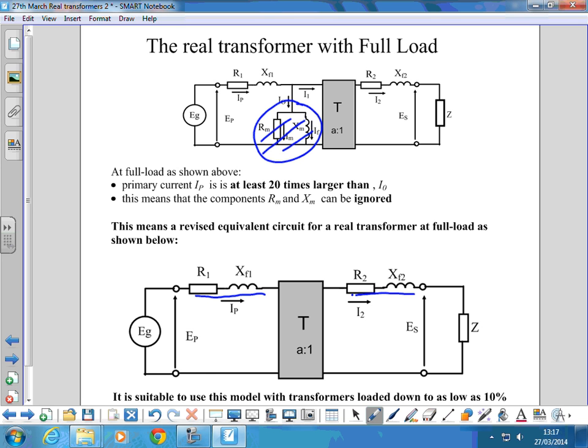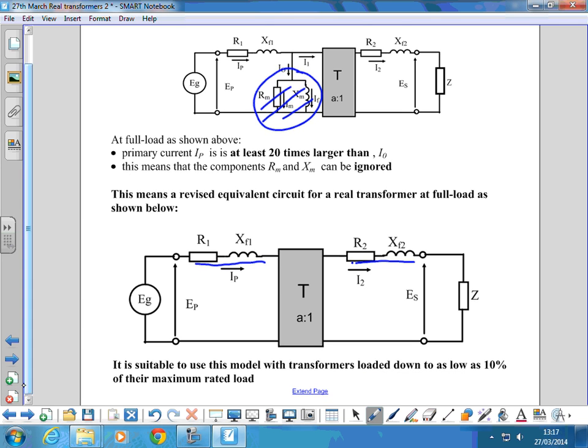And it's worth noting that although we're saying this is at full load, it's suitable to use that simplified model of a transformer that is loaded down to as low as 10% of its maximum rated load. So if we've got a 1000 VA transformer, we could use that model down to it being loaded to 100 VA, 1/10 of its design loading, and it would still be reasonable to drop those two components under those conditions.